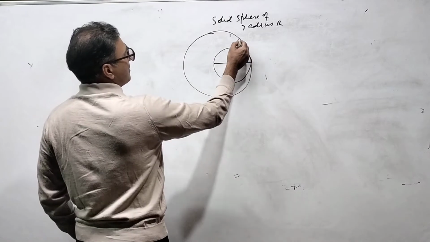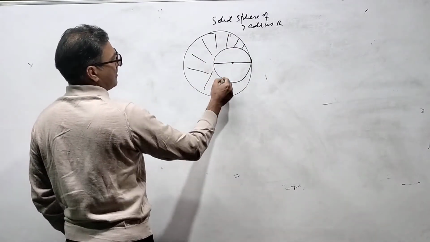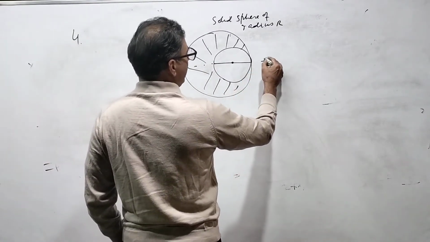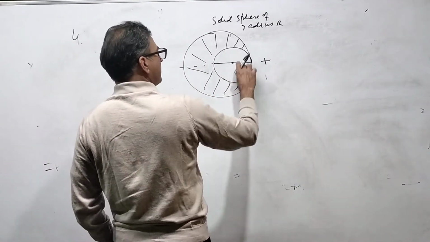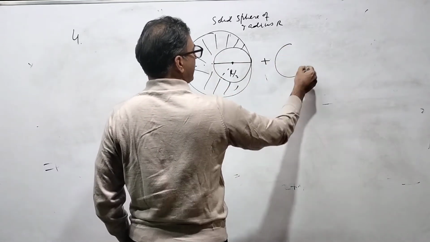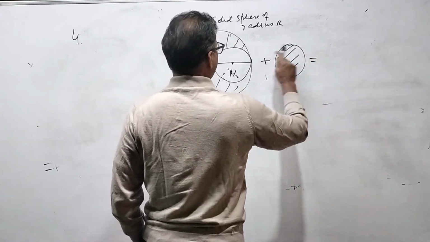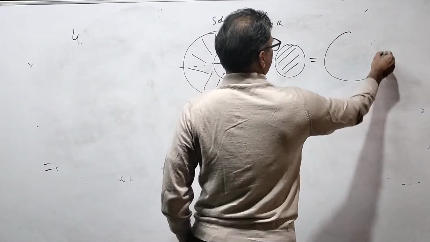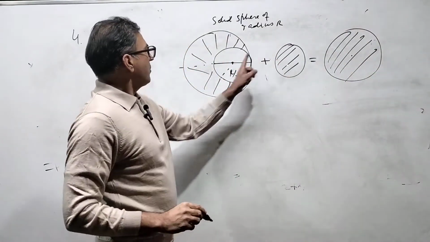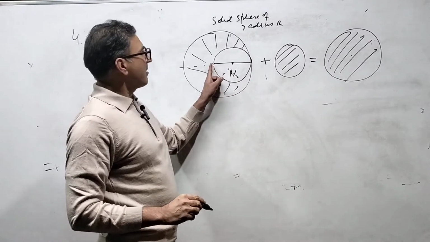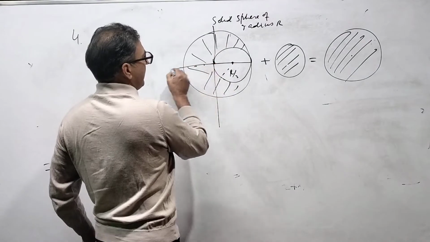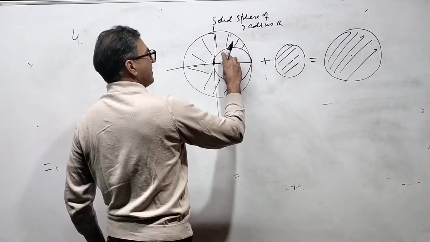So what to do? We have to find the center of mass of this part. Again, we will use the same technique. I will add this r by 2 sphere part, solid part. I have added this solid part, and it has now become a full solid sphere. The center is here. If I add this over here, the center of mass will shift to the center of the solid sphere.